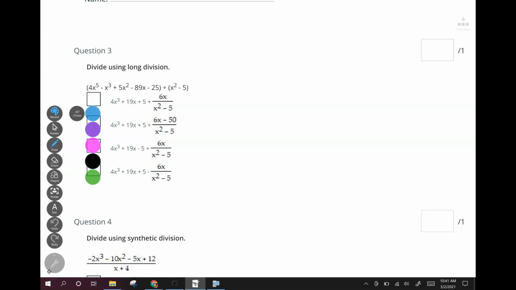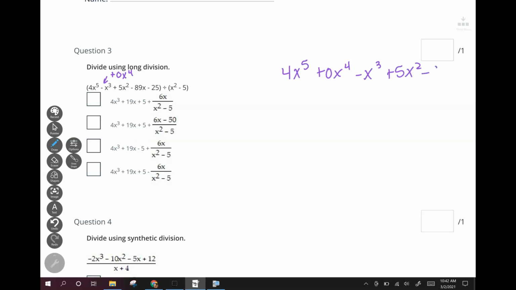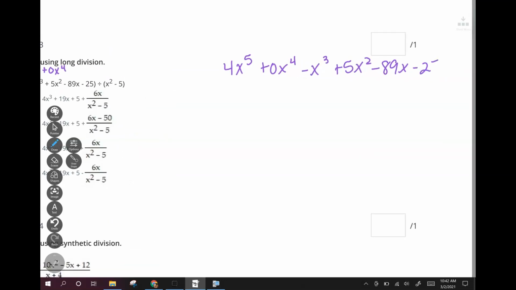Long division once more. Okay, so on the inside, I'm going to put my dividend, 4x to the 5th. Notice there's an x to the 4th missing there, so make sure you insert a plus 0x to the 4th. Okay, minus x cubed plus 5x squared minus 89x minus 25.